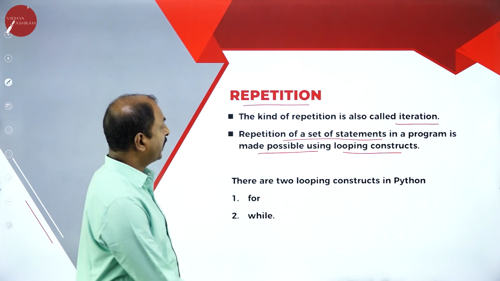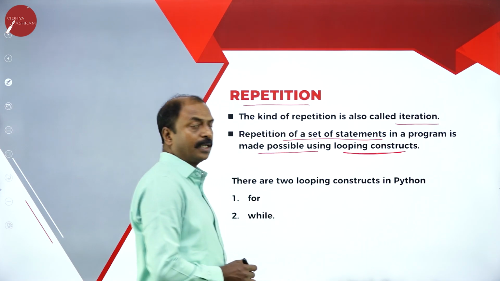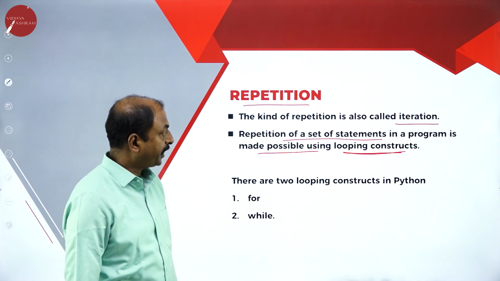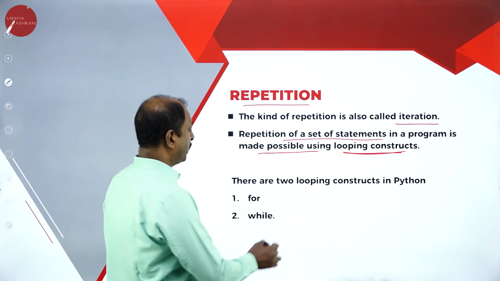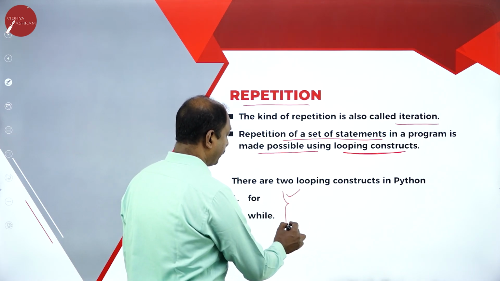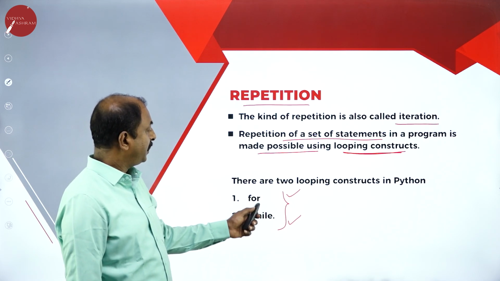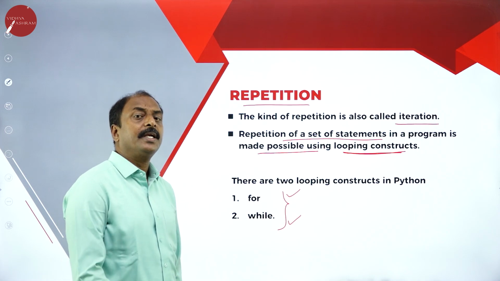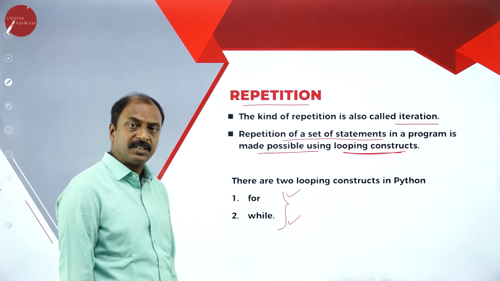So there are two types of repetition. Another name for repetition, we also say, is a looping construct or looping statements. In Python, there are two looping structures. One is for loop, second is while loop or while construct. These two are for repetition of statements again and again for a limited number of times in programming.